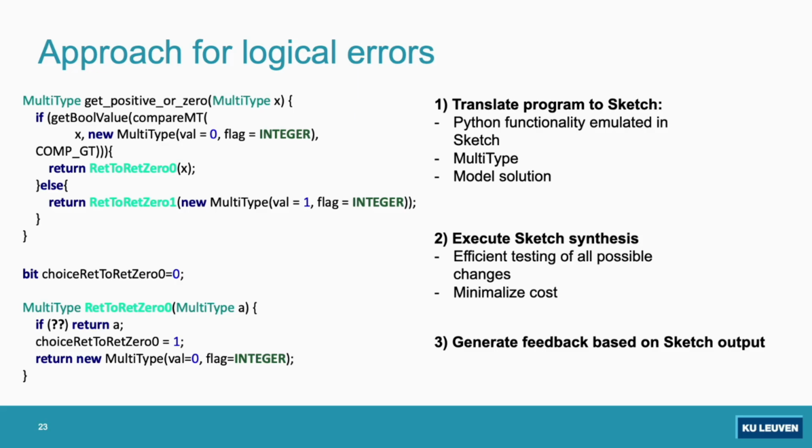The code on the left shows the translation to the Sketch language and also one of the rewrite rules. The code for the rewrite rule contains two question marks, which are filled in during synthesis to either apply a rewrite rule or not. During the execution of the Sketch synthesis, all the different changes are tested efficiently and the cost is minimized. In the case of Sing et al., the amount of applied rewrite rules is the cost that they try to minimize, while our approach uses custom costs for different rules to allow different priorities for each rule. Based on the output of the synthesis, we can automatically generate feedback on which changes are needed.